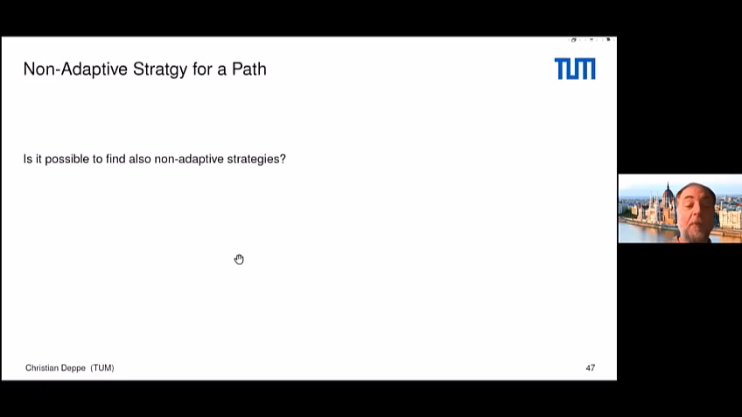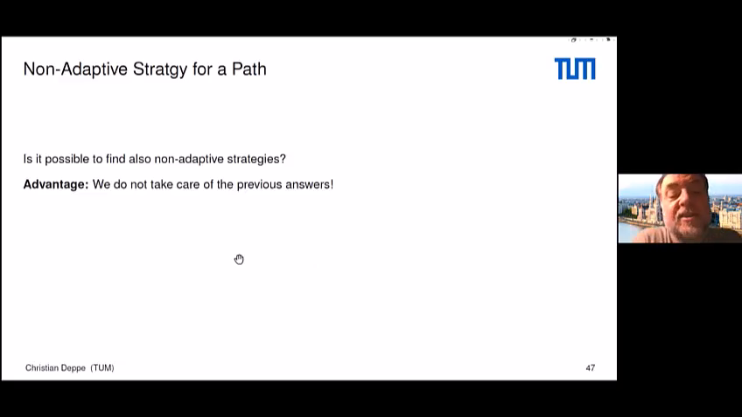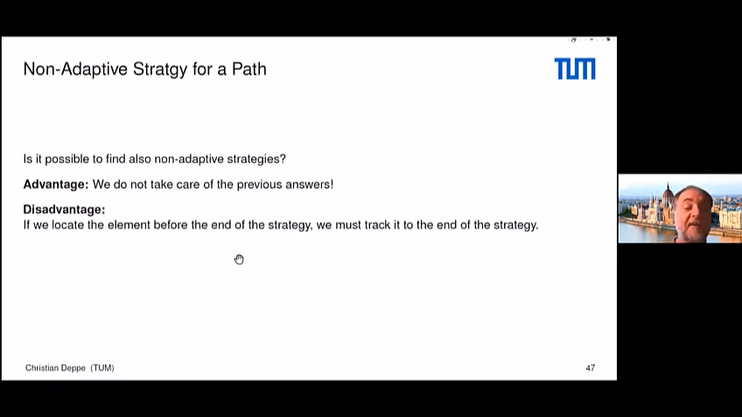So now the question is, for this simple strategy for a graph, for a path, sorry, is it possible to give a non-adaptive strategy? And what is the advantage of a non-adaptive strategy? We don't have to wait for the previous answer. We can directly ask the next question. What is the disadvantage? As you remember, in our adaptive strategy, we stop when we know where the element is located, for example, for the path and s equal 4.